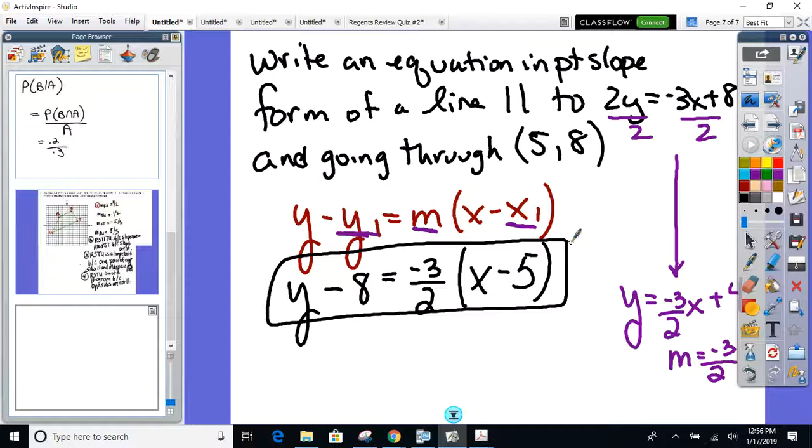Now, is it easy to go from point slope to slope intercept? Yes. What do you want me to do with the negative 3 halves? Distribute the negative 3 halves and do what with the 8? Add it over, then it's in y equals slope intercept form. Good there, Emily? Okay, there's point slope.